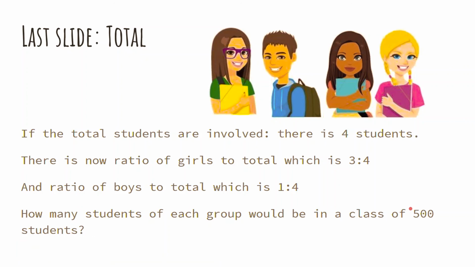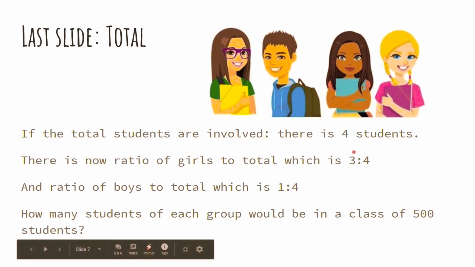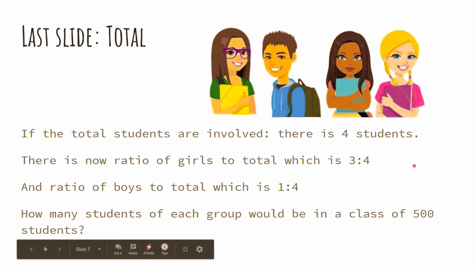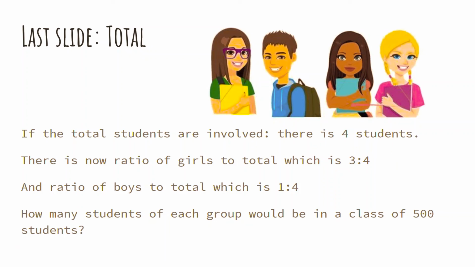That's basically each group, each set within the students. 500 divided by 4 will be 125. So you have one of the 125 being boys and 3 of the 125 being girls. And the ratio would be 125 to 375, which simplifies back to 1:3 for the ratio of boys to girls.